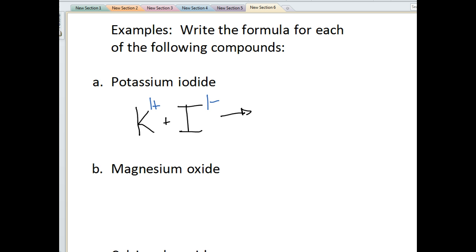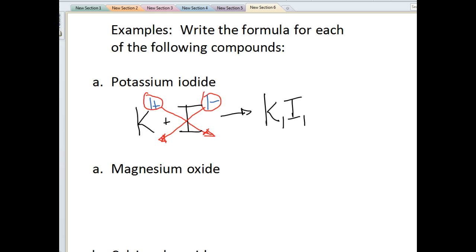So here's what we do. Here's the trick to this. I'm going to do what's called the crisscross method. So the crisscross method takes the charge and the number of the charge, and it crisscrosses it. I'm going to take this number and I'm going to bring it down behind the iodine, and I'm going to take this number and bring it down behind the potassium, just like that. And so what that's going to leave me over here is K1 and I1. And I'm not worried about the charges. I've gotten rid of that. And notice that there's no charges written up here. That's what we want. We don't want to have charges written up there anymore.